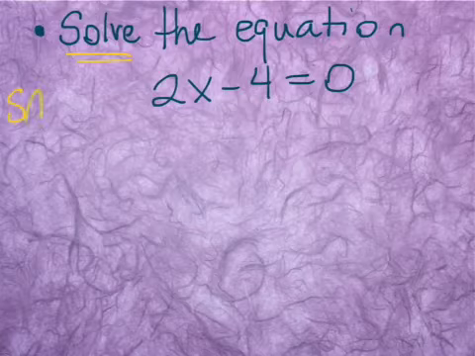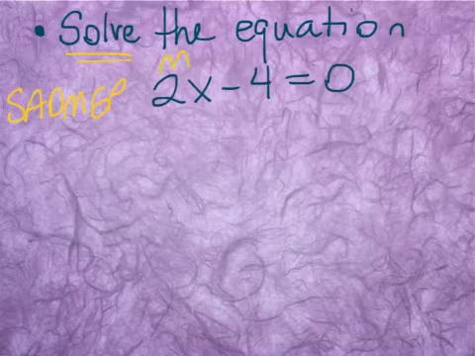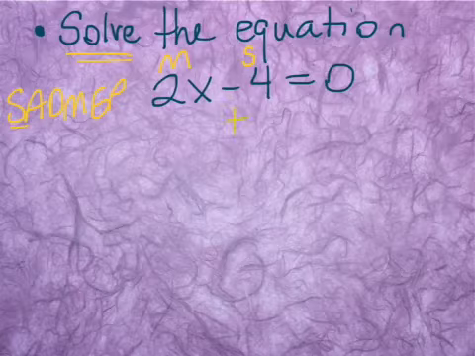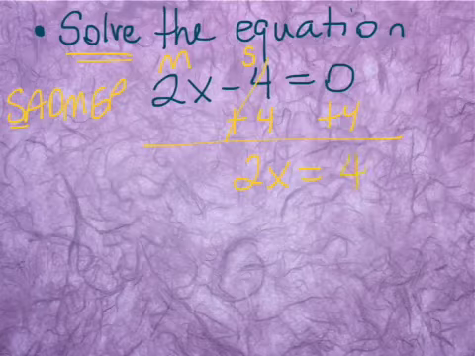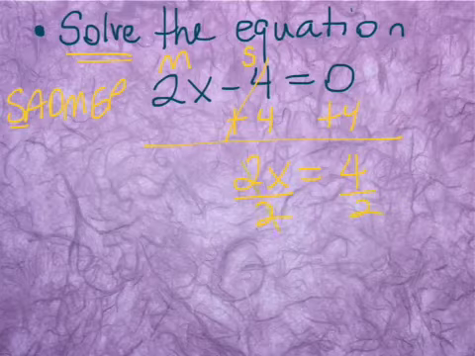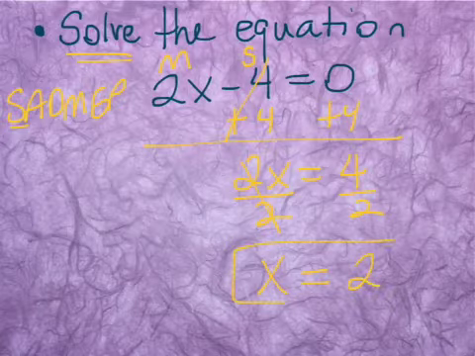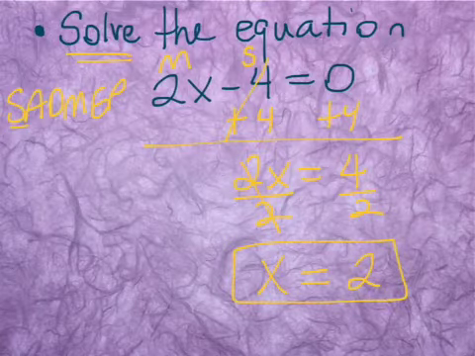And when we two-step, we use SADMEP. The 2 is a multiplier, the 4 is a subtractor. So SADMEP tells us to get rid of the subtracted term first, which we do by adding it to both sides. And when we do, we have 2x left on this side because the 4's are gone, and 0 plus 4 is 4. Now we need to get rid of the 2, which is multiplying, which we do by dividing. So we divide both sides, get rid of the 2 on the left. That leaves us x equals 2, because 4 divided by 2 is 2. That's our solution.